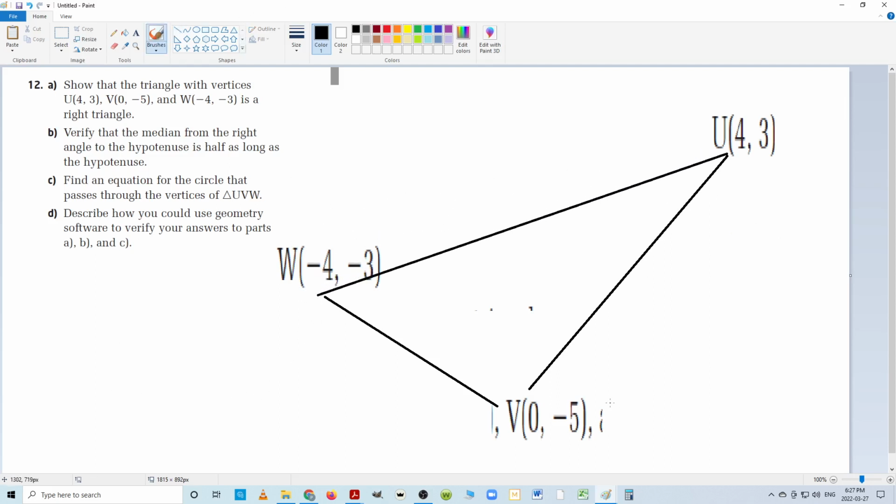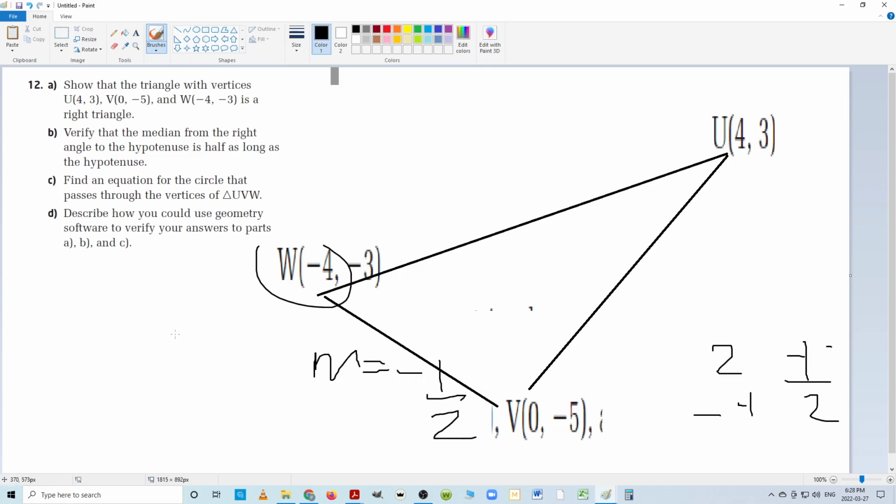So very quickly, if I look at this slope, it's minus 5 minus minus 3, which is minus 2 divided by 0. I should have done the other way, actually. Minus 3 minus minus 5 is 2. Minus 4 minus 0 is minus 4. So I get simplified minus 1 over 2. So that means this slope is minus 1 over 2. And always write it down, WV slope.